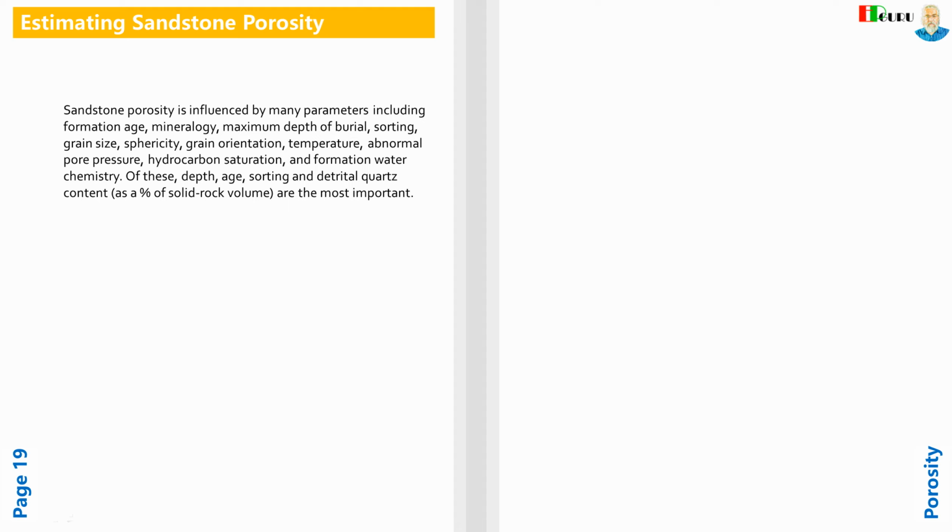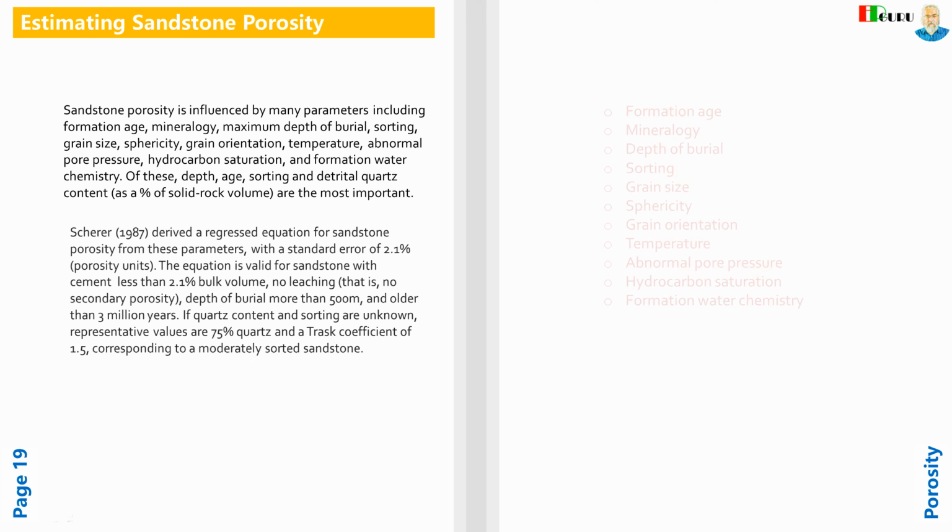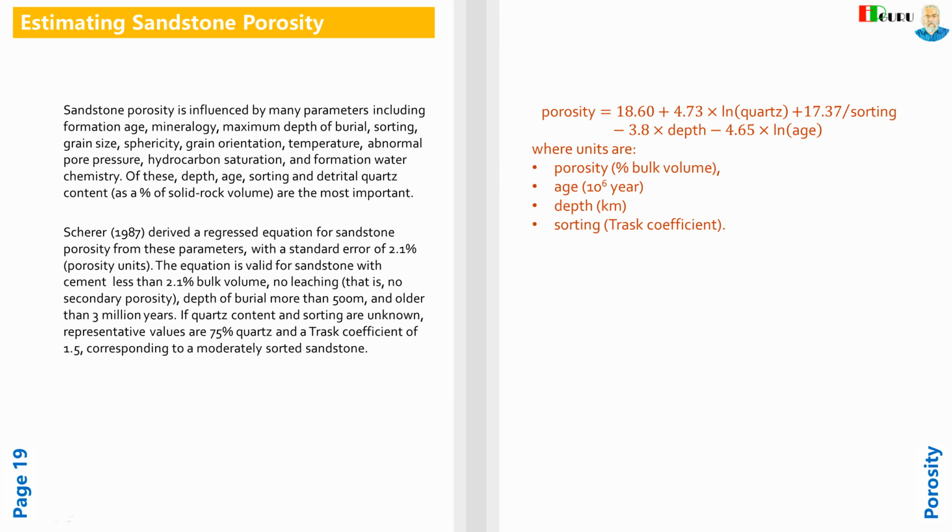Sandstone porosity is influenced by many parameters, including formation age, mineralogy, maximum depth of burial, sorting, grain size, sphericity, grain orientation, temperature, abnormal pore pressure, hydrocarbon saturation, and formation water chemistry. Of these, depth, age, sorting, and detrital quartz content, as a percentage of solid rock volume, are the most important. Shearer derived a regressed equation for sandstone porosity from these parameters, with a standard error of 2.1%.